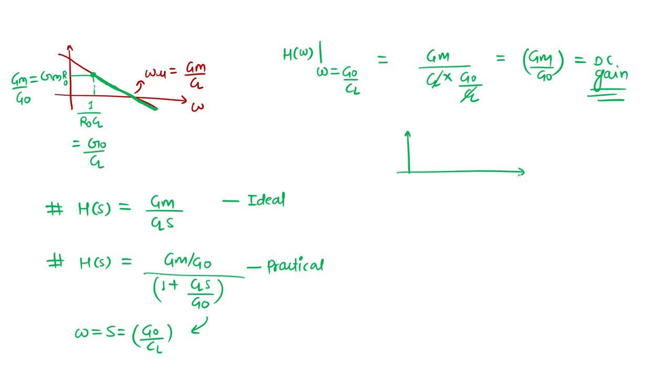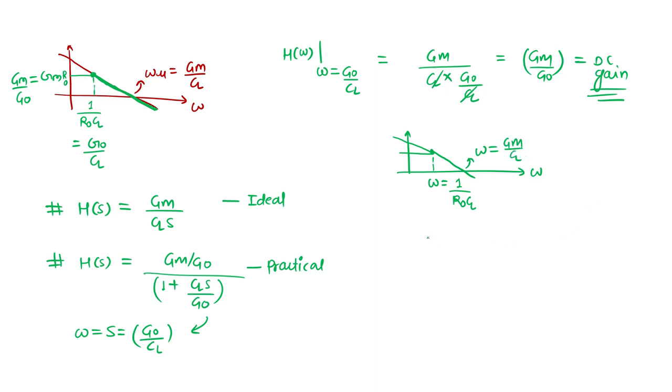So it means these two plots will coincide here. One plot was coming like this, and at this frequency they will coincide. This frequency is omega equal to 1 upon R naught CL for this first order practical system. After that, both will follow and reach omega UGB, which is Gm by CM.